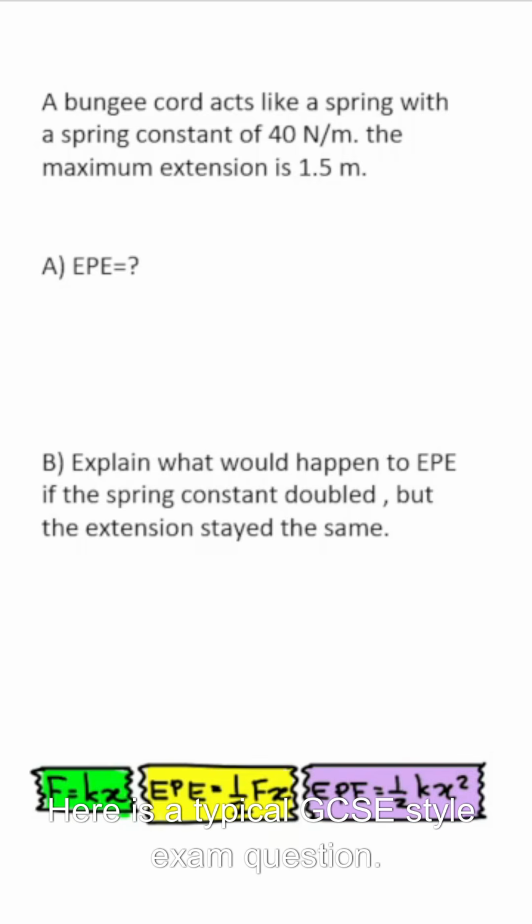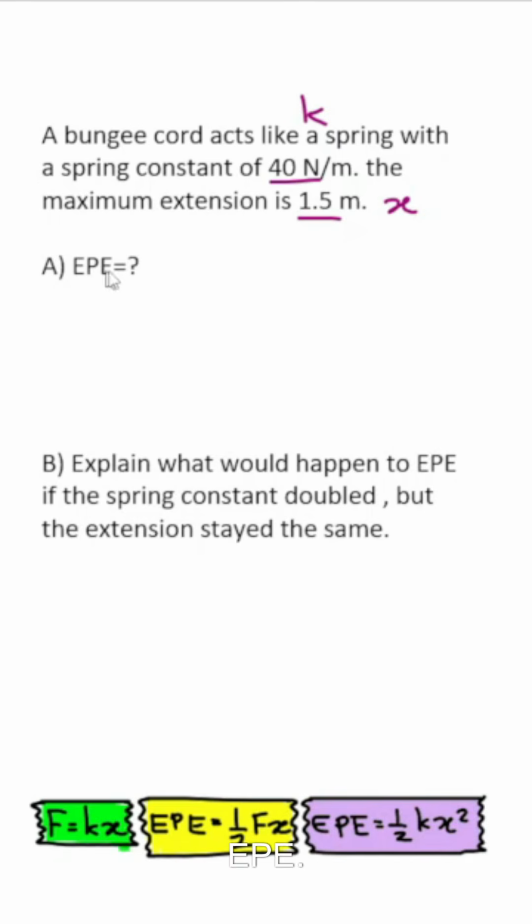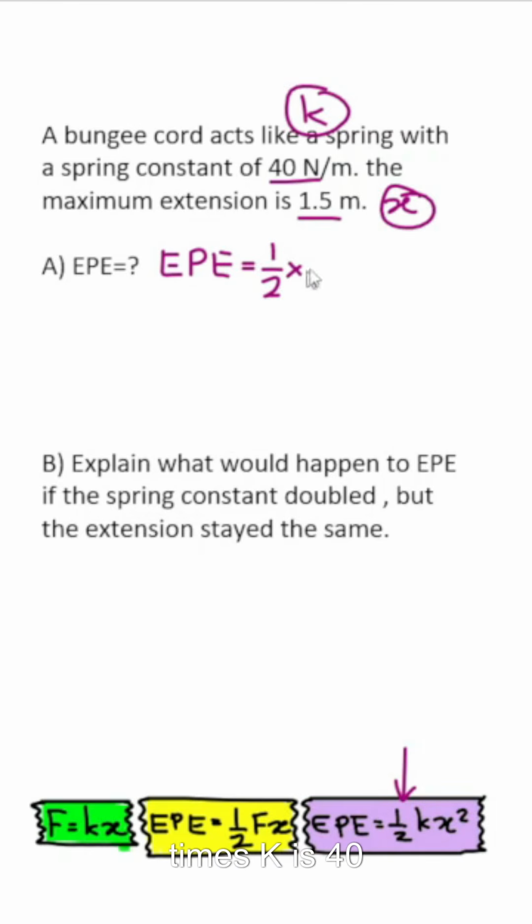Here's a typical GCSE style exam question. Pause the video and give it a try. EPE. Now we have half Fx and half kx squared. I know k and x. The formula with k and x is this one. So let's use that. EPE is equal to half times k, which is 40, multiplied by x, which is 1.5 squared.